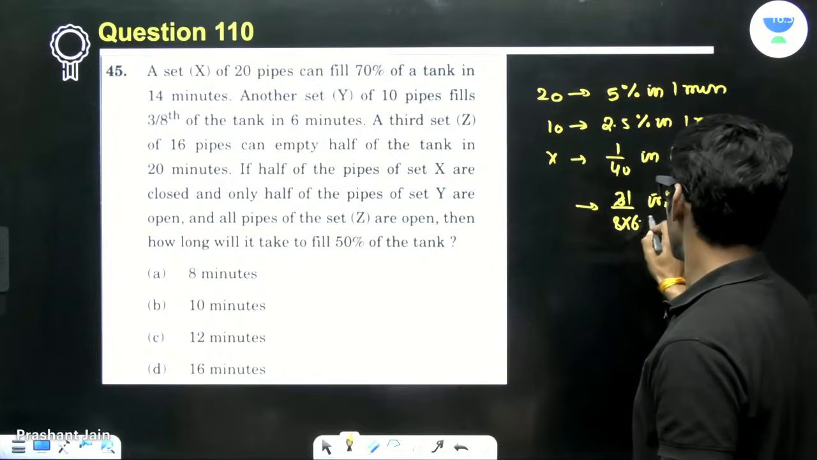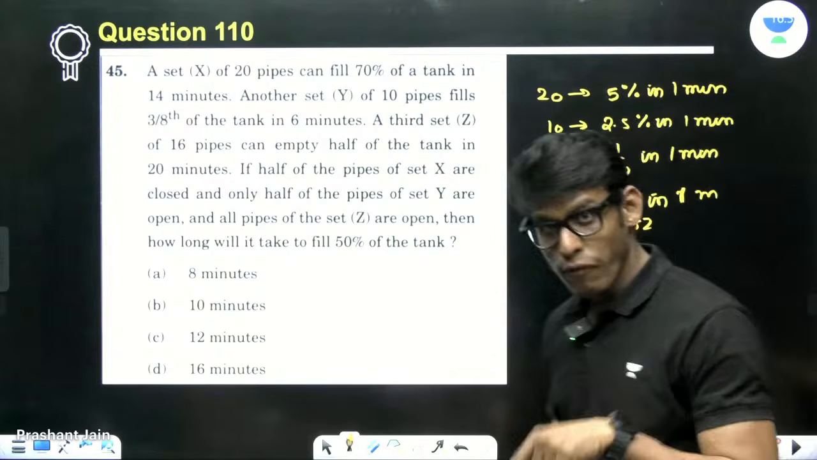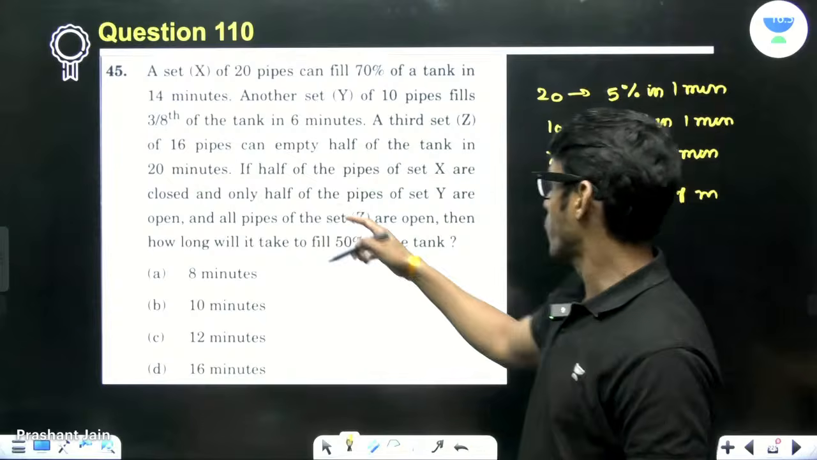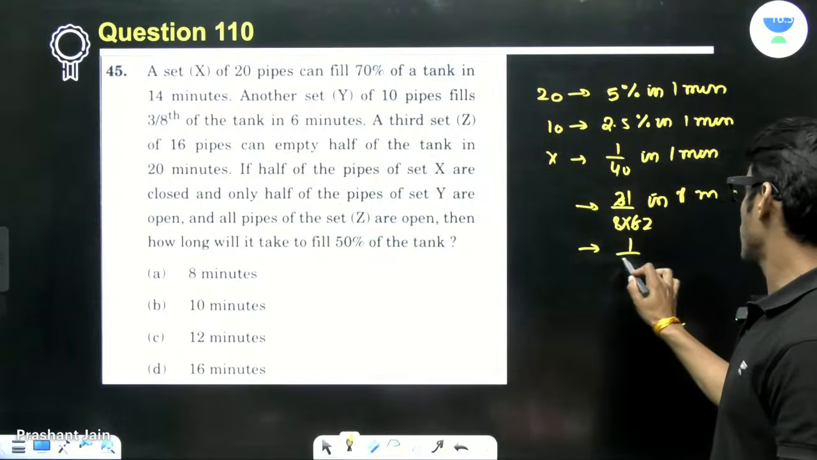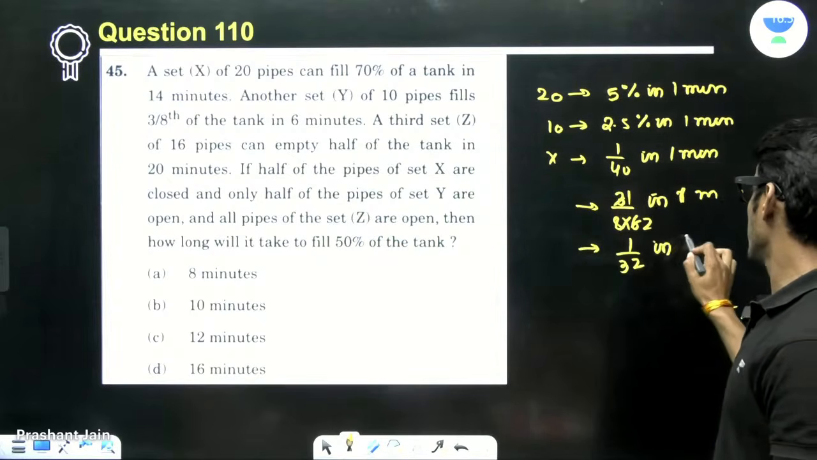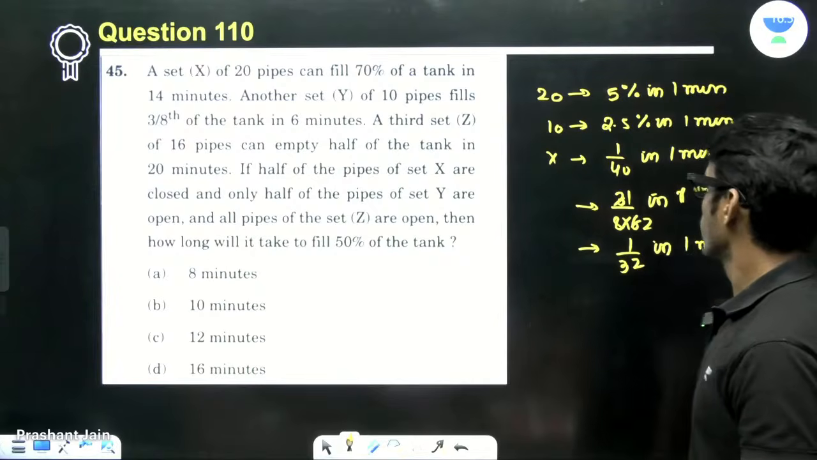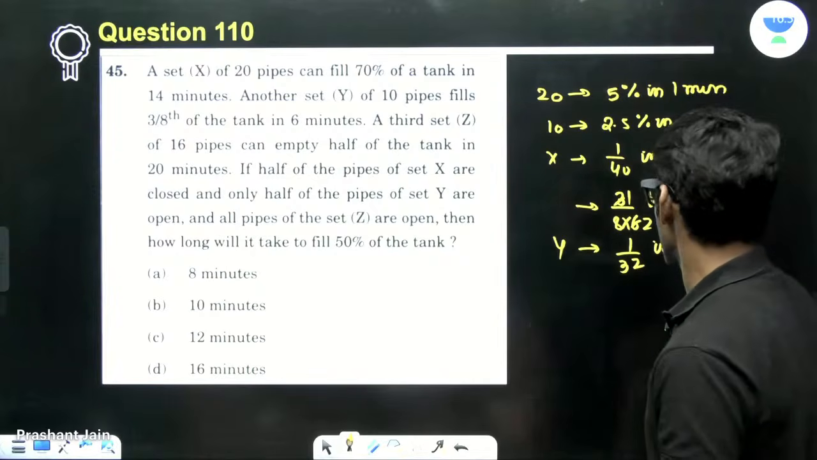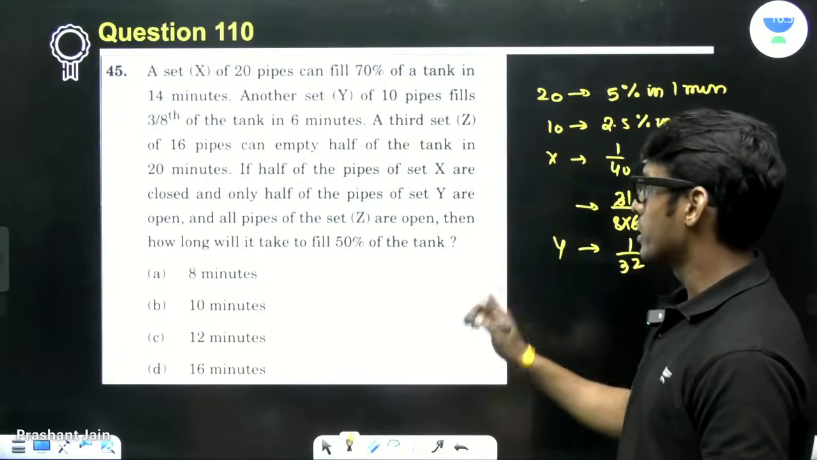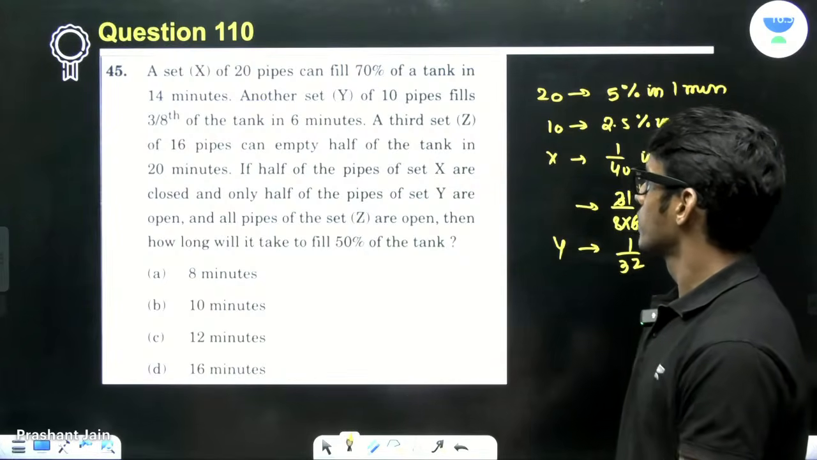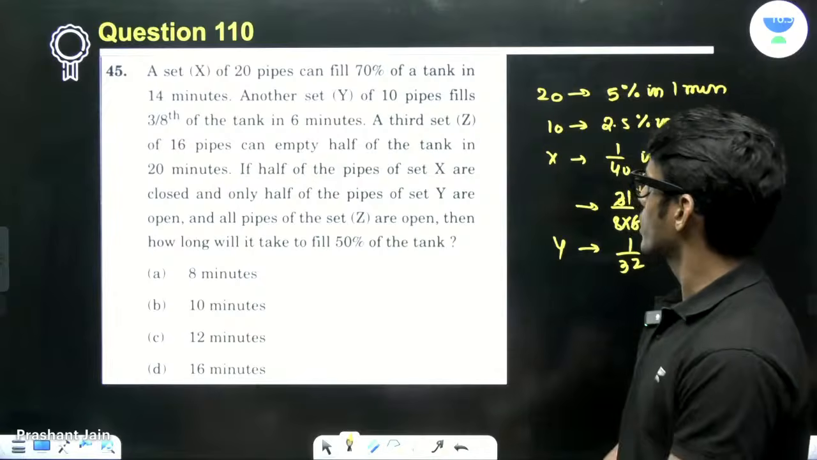Right? This becomes 1 by 60, and half of the pipes are working. So 1 by 32 in 1 minute. Okay, this is Y. This is the contribution of Y. Now Z, everything is working, right? And what is about Z?